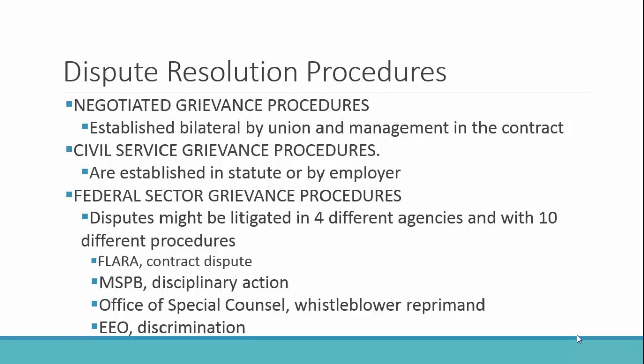The negotiated grievance procedures are established in the contract by mutual negotiation between union and management, while the civil service grievance procedures are established in the statute or by the employer. There are several federal sector grievance procedures depending on the area of conflict. We are very familiar with processes based on equal employment opportunity discrimination, to name a few.